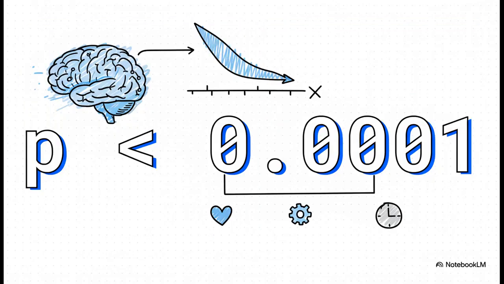Now, you'll often see this little number with results like this, a p-value. So what does this tiny number actually mean? Well, think of it like a confidence score. It's telling us that the odds of seeing a difference this huge just by pure random chance are less than 1 in 10,000. In other words, we can be super confident this isn't some fluke. It's a real, significant pattern in the data.